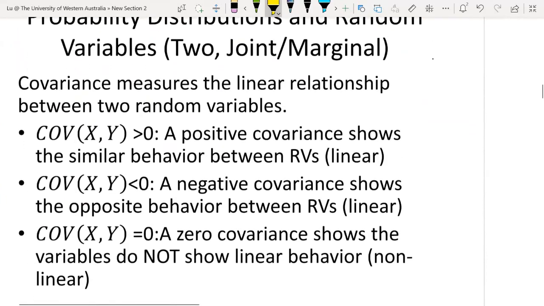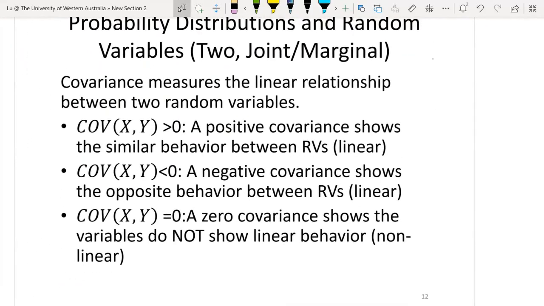Before introducing the next example, let's give you the summary. If you know the summary, you can use it to help you understand the next example. Covariance measures the linear relationship. So everyone please highlight this sentence. What does covariance do? It is used to measure the linear relationship between two random variables.